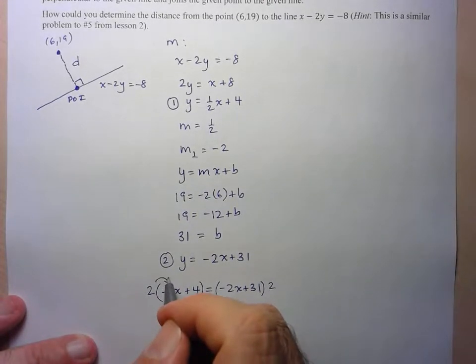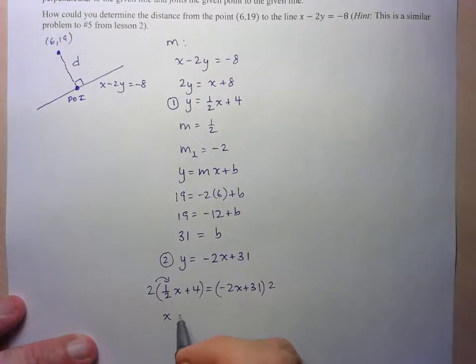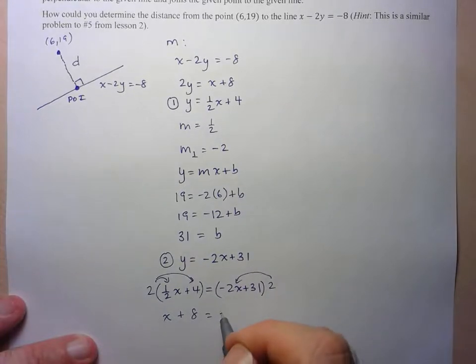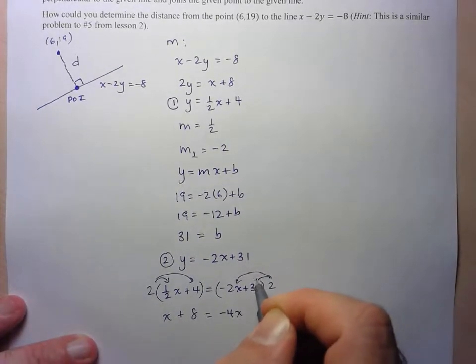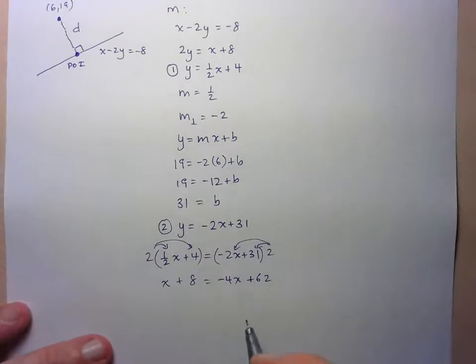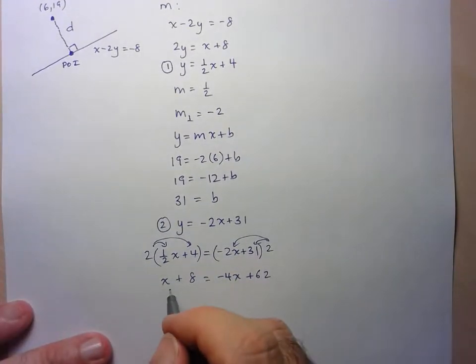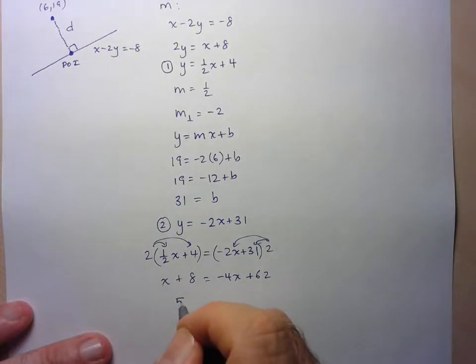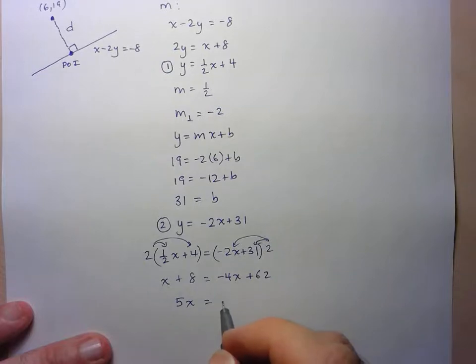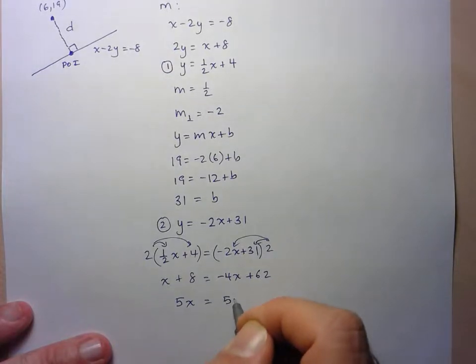Well, we have 2 times 1/2, which is 1. So just x plus 2 times 4 is 8. And then on the other hand side, we've got 2 times negative 2, negative 4x, and then 2 times 31 is plus 62. Okay, I'll bring all the x's to the left side. So x plus 4x is going to give me 5x. And then here, 62 minus 8 is going to be 54.